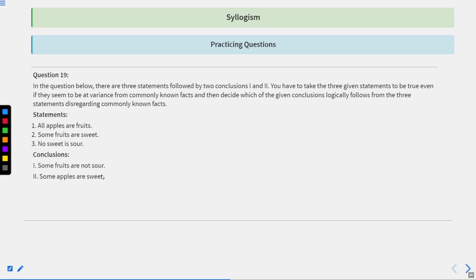Okay, so now the third question that is in front of you, the second question for today, is: all apples are fruits, some fruits are sweets, and no sweet is sour. So we have to draw the Venn diagram in such a manner that we represent that all apples are fruits. So there will be a circle that is going to represent apple, a circle that is going to represent fruits, a circle that is going to represent sweet, and a circle that is going to represent sour.